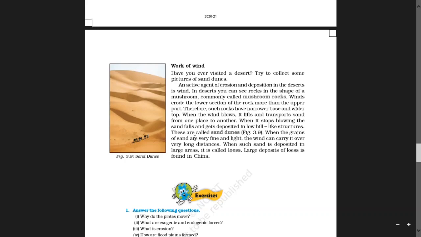When the grains of sand are very fine and light, the wind can carry them over very long distances. When such sand is deposited in large areas, it is called loess. Large deposits of loess are found in China.